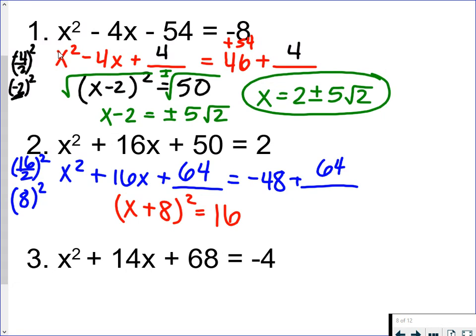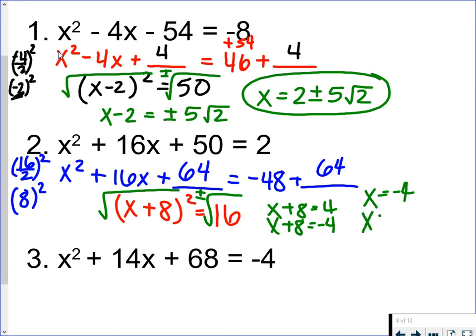Take the square root of both sides. This one turns out pretty, and I like it. So I get x plus 8 equals 4, and x plus 8 equals negative 4. Subtract my 8. I get x equals negative 4, and x equals negative 12.